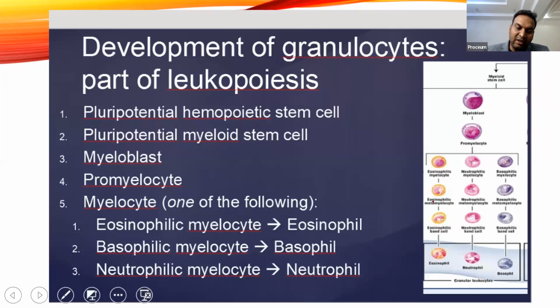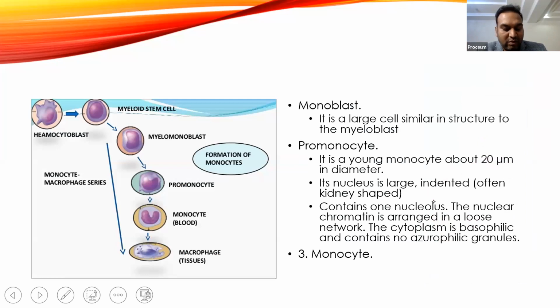Another is the development of the monocytes. Similarly, hematopoietic stem cells will be converted into myeloid stem cells, and then myeloid stem cells are converted into myelomonoblast. This is a precursor of the monocytes. Once the myelomonoblast forms, from there it will form promonocytes, and from promonocytes it will form matured monocytes. Promonocytes are usually in the bone marrow. Once matured, they come into the blood, and this monocyte has another fate.